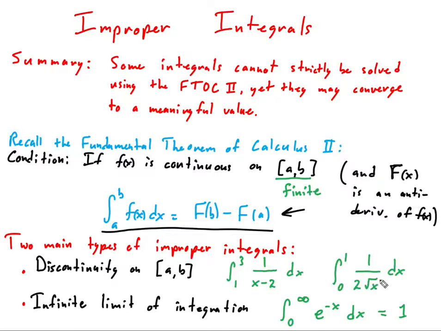Let's take a look at this second integral that we wrote here and see how to solve this one. We're looking at the integral from 0 to 1 of 1 divided by 2 square root of x dx. The first step is to eliminate this problematic limit. So we replace the 0 with a.